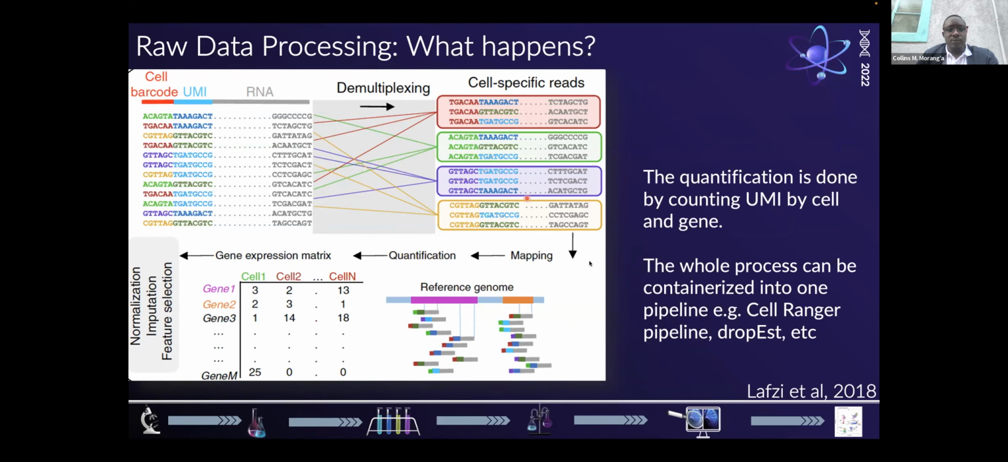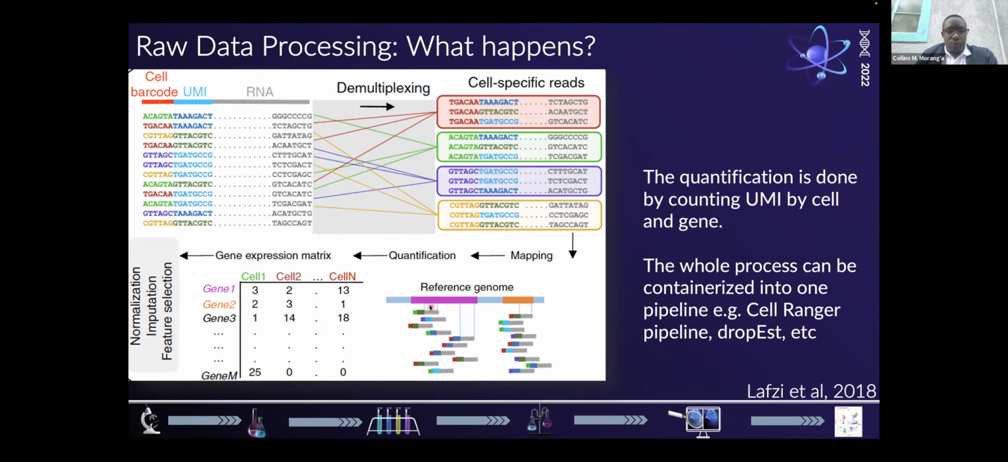Now, once you do this, you do mapping, and this is whereby you map to your particular reference genome. In this case, since we are talking about the Human Cell Atlas, you're going to obtain the human reference genome, and then map all these cell-specific reads to the reference genome. This is basically how they're going to line up. So based on the sequence similarity to the reference genome, you're going to have reads mapping in this format.